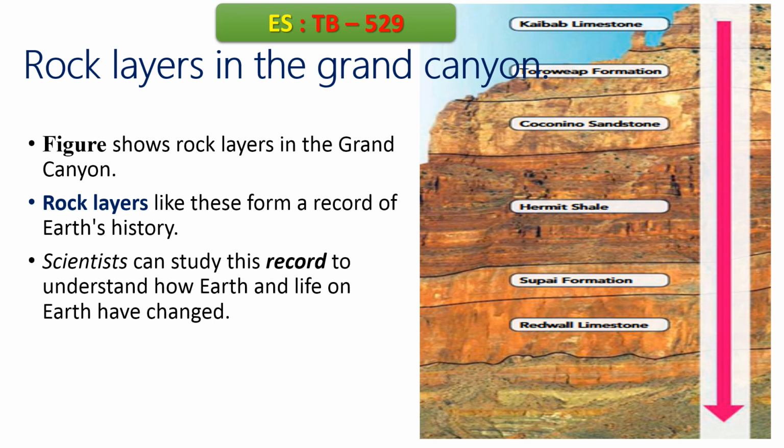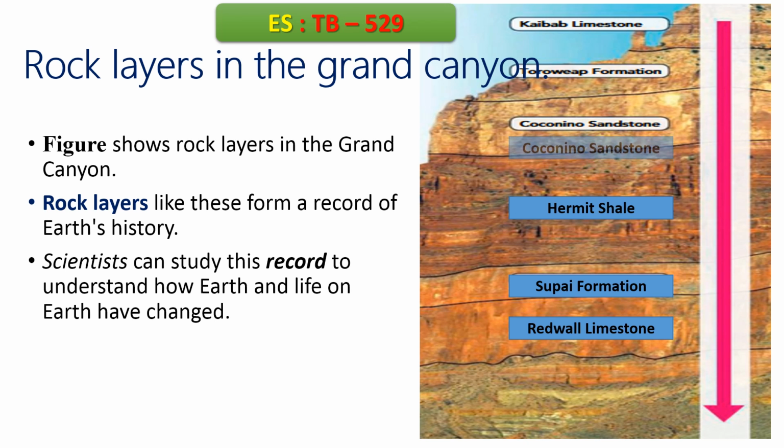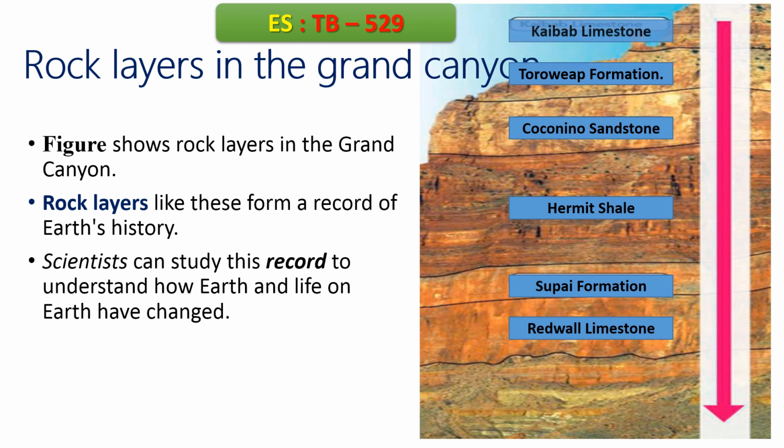Look at the diagram. You can see rock layers in the Grand Canyon. More than a dozen rock layers make up the walls of the Grand Canyon. You can see 6 layers here. The bottom first layer is called Redwall limestone, then Supai formation, Hermit shale, Coconino sandstone, Toroweap formation, and Kaibab limestone. These are the 6 layers of the Grand Canyon.